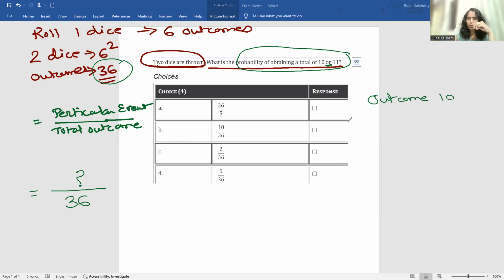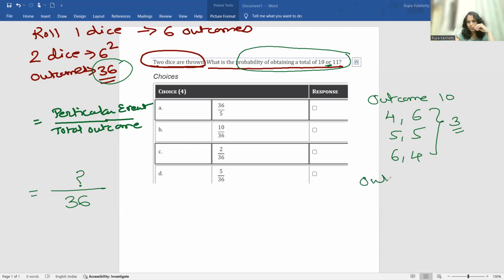When you roll the 2 dice, one of the dice is having 4 and another is having 6, then 5, 5, then 6, 4. So these are a total of 3 for 10. Of course, 5, 5 is the same outcome repeated, and we don't consider that repetition. That's a practice. So we have a total of 3 outcomes for 10.